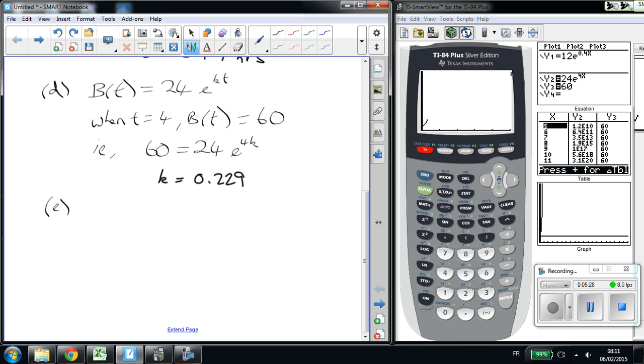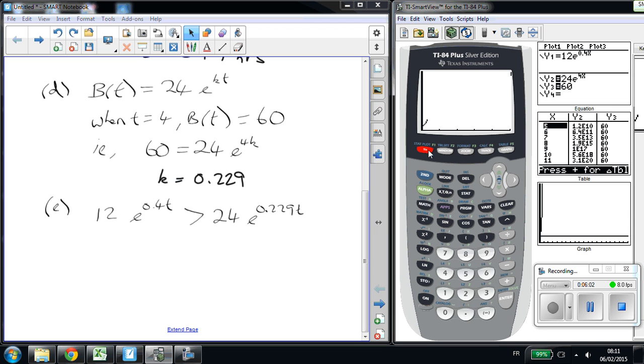Finally, part E. We're looking for when the number of bacteria in colony A first exceeds the number of bacteria in colony B. The number of bacteria in colony A was given by this. We want that to be greater than the number in B. The function for colony B is 24e to the 0.229, that's the value we found in part D, times t. And we're going to try and solve that on the calculator. Hopefully this will work this time. But apparently it won't.